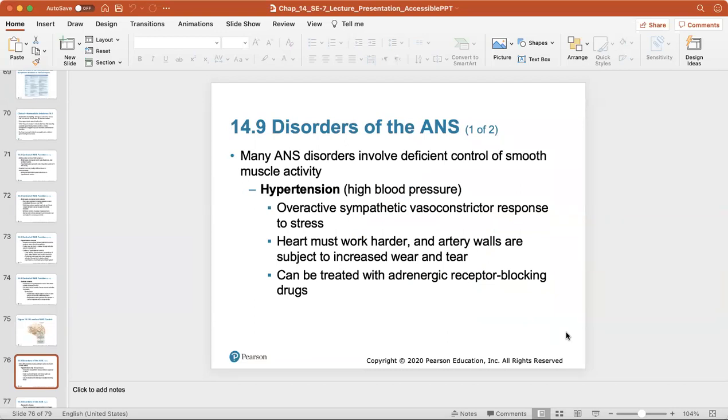Disorders of your autonomic nervous system may involve deficient control of smooth muscle activity like hypertension, high blood pressure. So an overactive sympathetic vasoconstrictor response to stress, for example, will cause your blood vessels to constrict, which will lead to high blood pressure. The heart, in turn, must work harder, so your artery walls will be subject to increased wear and tear. It can be treated with adrenergic receptor blocking drugs.